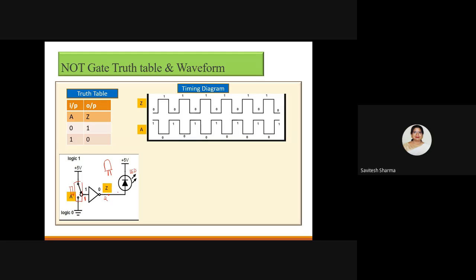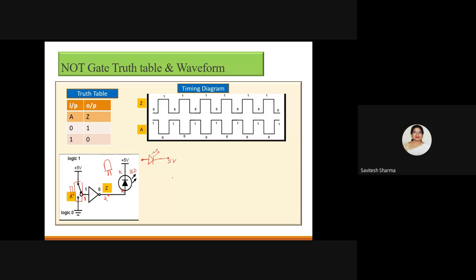This LED will glow whenever I apply 0 here. Will it glow or not? Let me look at this LED separately. This is my symbol of the LED, this is the cathode and this is the anode. If my cathode is connected to the 5 volt and this terminal I am changing between 0 volt or 5 volt, that will tell whether your LED will glow or not.